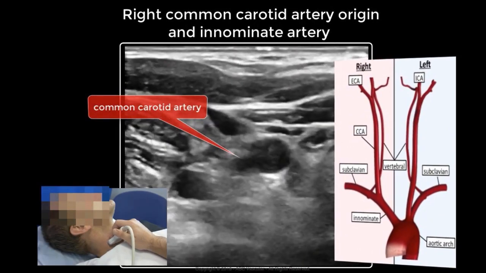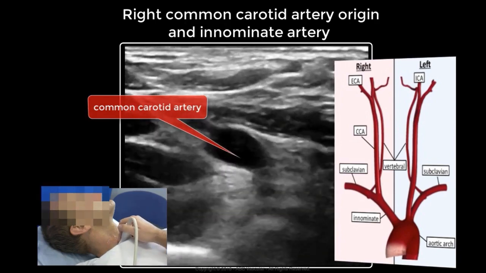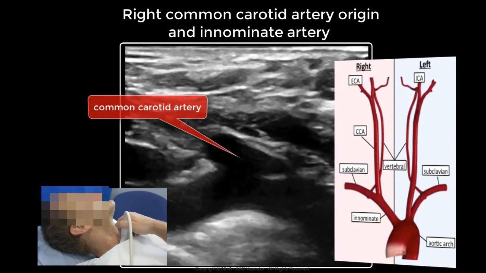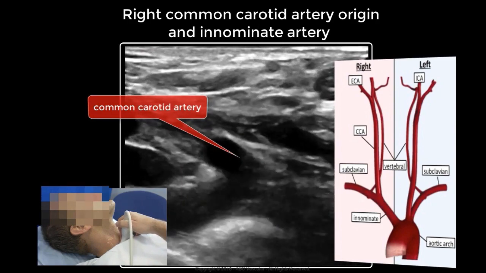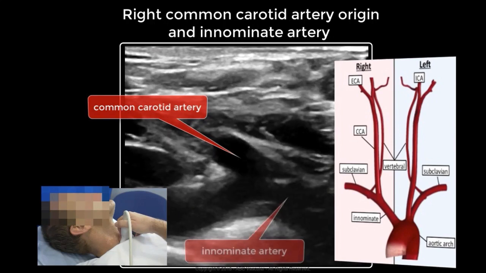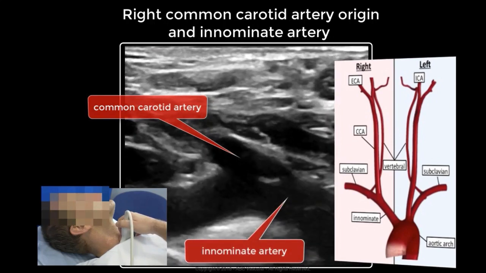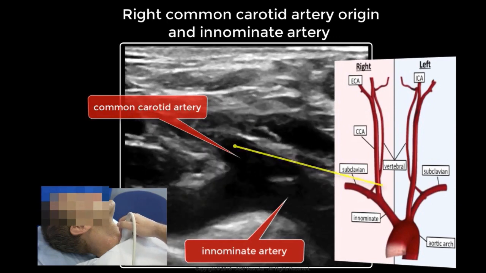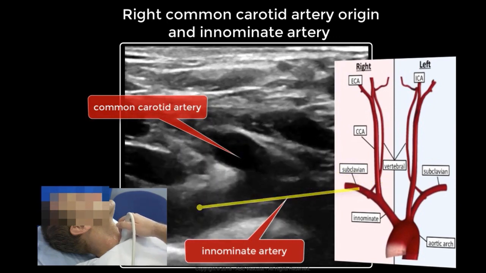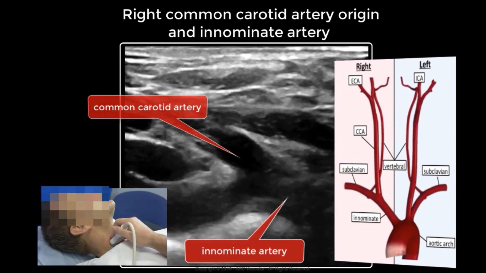Once the common carotid artery has been identified in transverse view, move the transducer down towards the very base of the neck, angling the transducer downwards as shown. At the base of the neck, you can visualize the innominate artery. This artery is a large vessel that arises off the aortic arch and divides into the common carotid artery and the subclavian artery, and therefore the origin of the right common carotid artery can be identified.